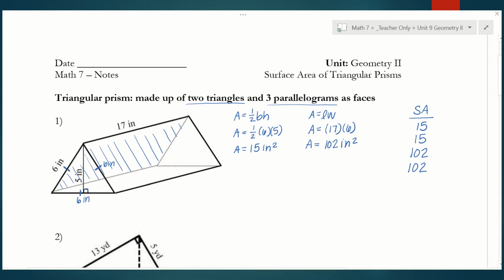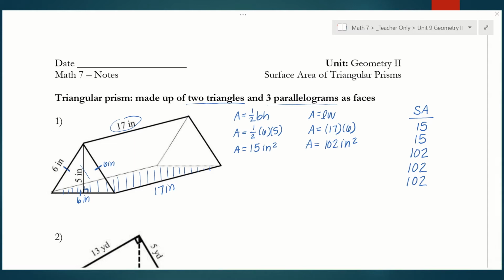Now the last side that we have to find the area of is kind of the bottom. Okay, so this is the bottom of our tent here, we'll call it. So this piece down here. Okay, so to find the area of that, I can see the width is 6. And if I know this side is 17, that means this side is also 17. So again, that rectangle is 17 by 6, which we've already figured out is 102. Now, that won't always happen where all of your rectangles have the same area.